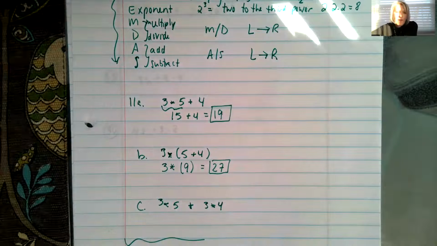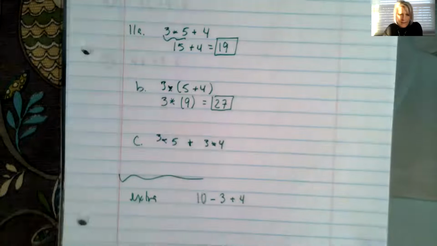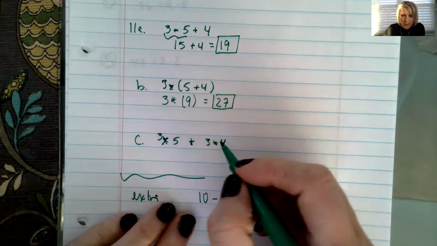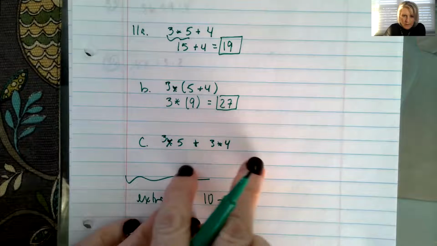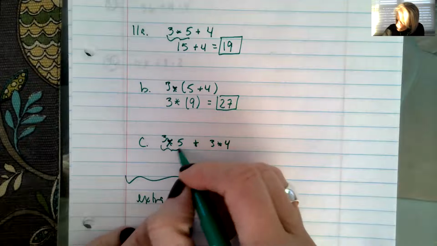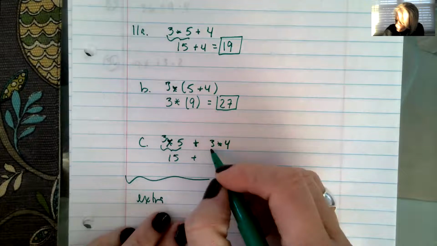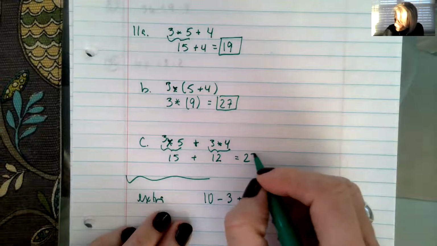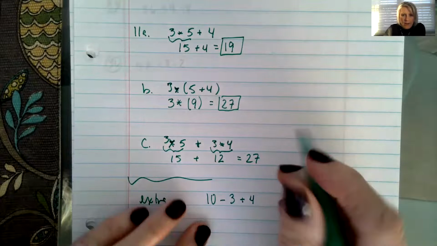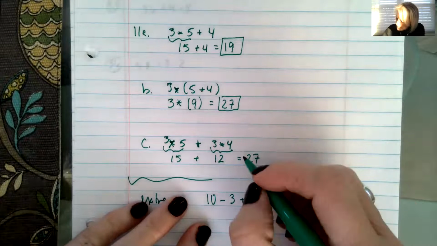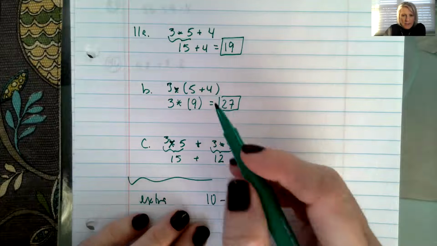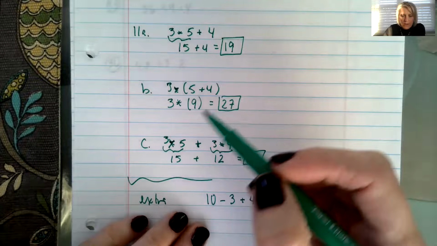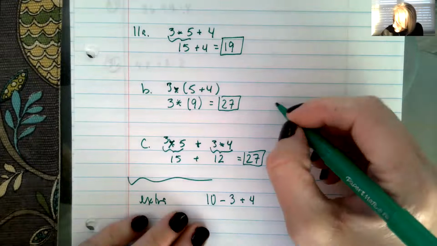And then, let's see, we have 3 multiplied by 5 plus 3 multiplied by 4. And so our order of operations says we're going to do this multiplication, 15, plus this multiplication to make 12, and then we'll add those to get 27. And now actually we get the same number in parts B and C. And that's because from B to C, we did what's called the distributive property.